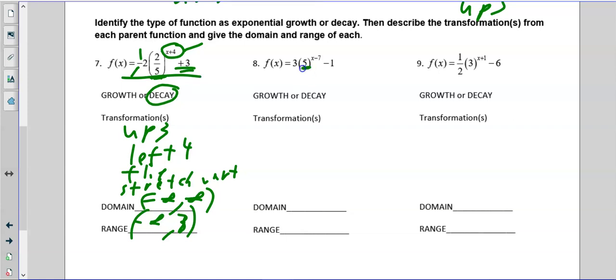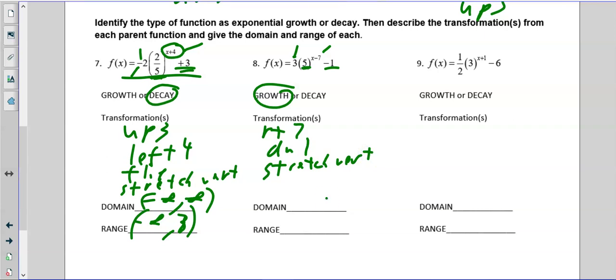All right, the base, again, is 5. That's growth. This number stretches it vertically. X -7, inside lies, right 7, down 1, and the 3, again, stretches it vertically. Since it is positive, it's going towards positive infinity. That asymptote's at -1. And the range, oh, my bad. I don't know what I was just thinking. This is my range. The domain does not change. Hopefully some of you were screaming at me.